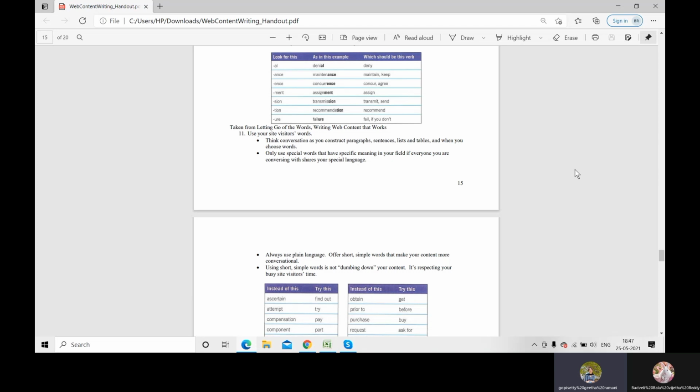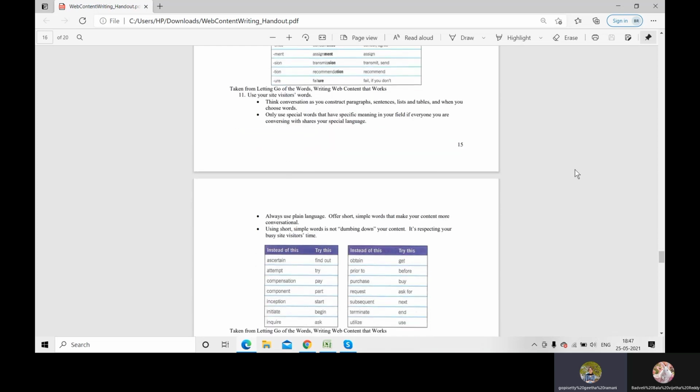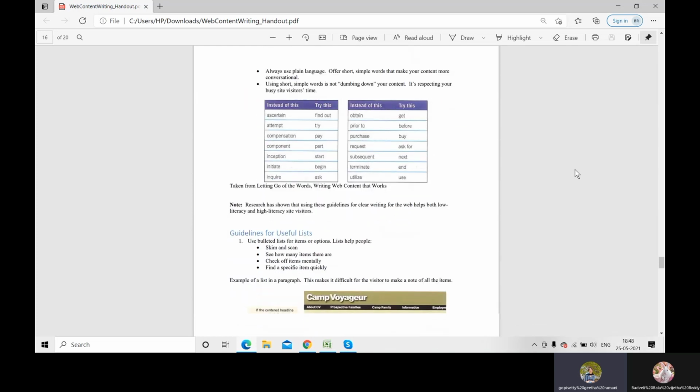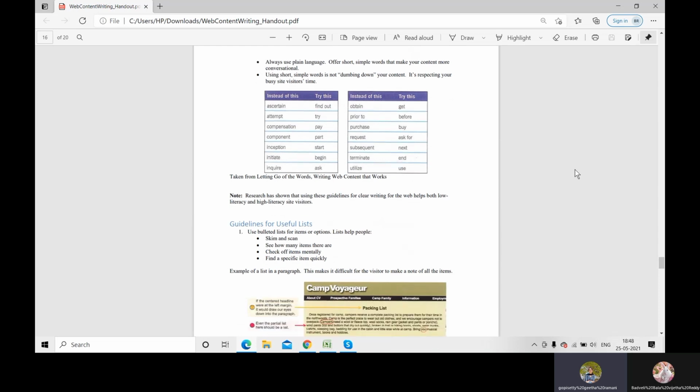And our next step: use your site visitors' words. Think conversation as you construct paragraphs, sentences, lists, and tables. When you choose words, only use special words that have specific meaning in your field. If everyone you are conversing with shares your special language, fine. Otherwise, always use plain language. Offer short, simple words that make your content more conversational. Using short, simple words is not dumbing down your content. It's respecting your busy site visitors' time.